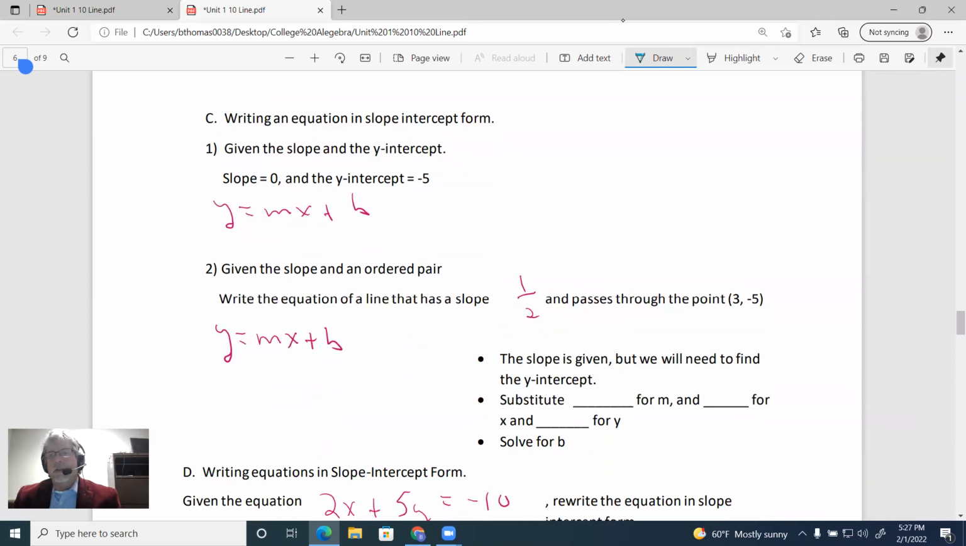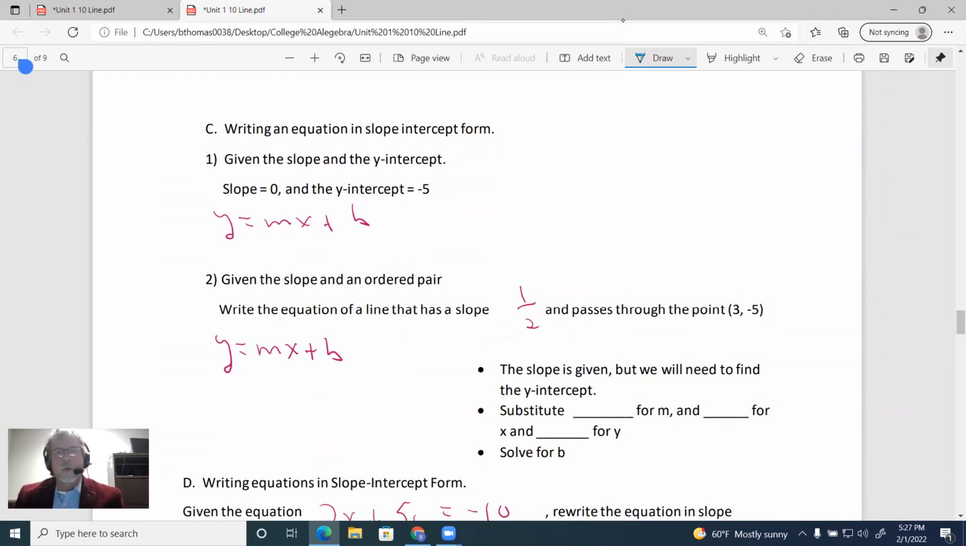So something you may have to do also on the homework is write an equation in slope-intercept form. Remember, slope-intercept form is y equals mx plus b. To do slope-intercept form, we need to know two things: we need to know the slope, and we need to know the y-intercept. If I know those two things, then I can write it in slope-intercept form.